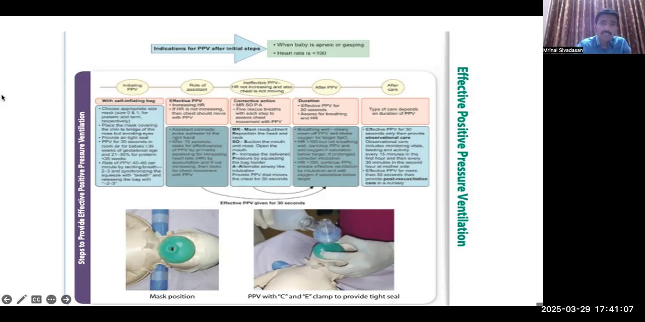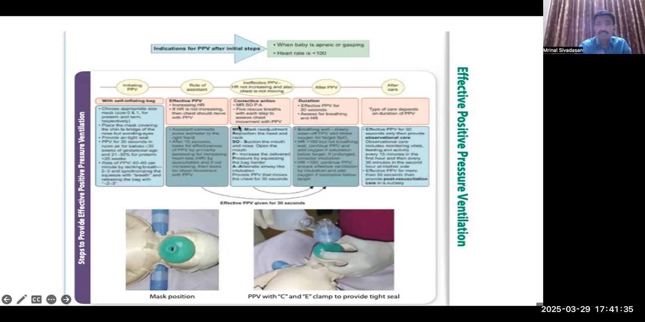Now the role of the assistant is to find out whether the positive pressure ventilation is effective, which is to see whether the chest is moving and whether the heart rate is increasing. The assistant connects the pulse oximeter to the right hand, and after 15 seconds looks for the effectiveness of positive pressure ventilation. If the positive pressure ventilation is not effective, then you do the MR SOPA.